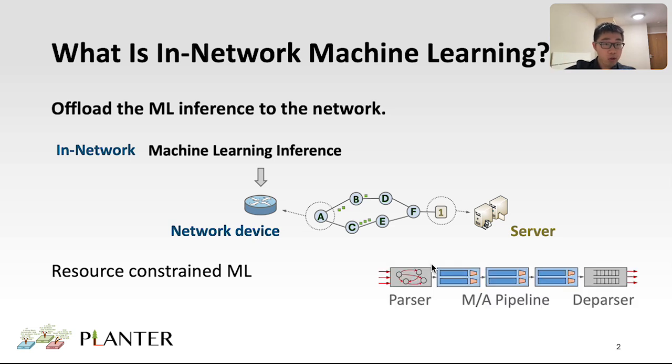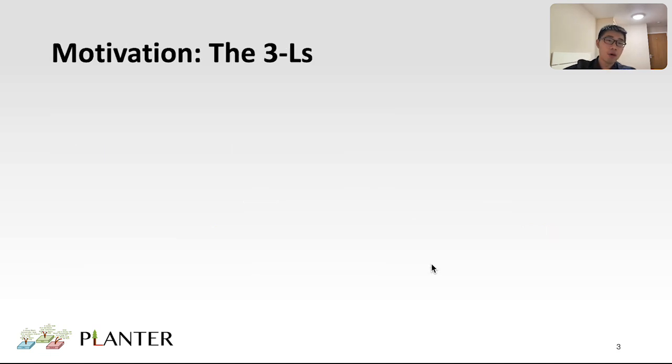Unlike other resource-constrained machine learning, you can't just compile the code to run on a network device, as the pipeline architecture is too different from a CPU or a GPU. Still, one may wonder, why bother using in-network machine learning given all the existing solutions? The motivation is what we call the 3 L's.